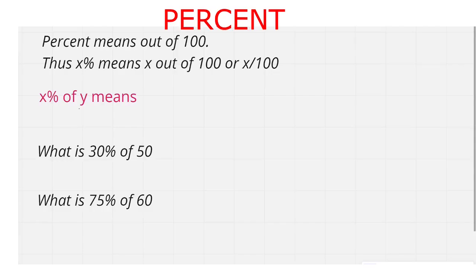Let us start. Video on percent. Percent means out of 100. Thus, x percent means x out of 100 or x upon 100. X percent of y means x upon 100 multiplied by y, or this can be written as xy upon 100. Whenever it is written that x percent of y, it means x upon 100 multiplied by y. This way we can calculate x percent of y.